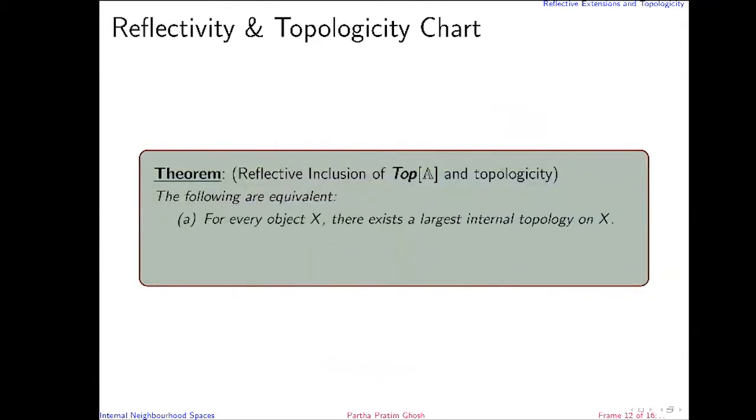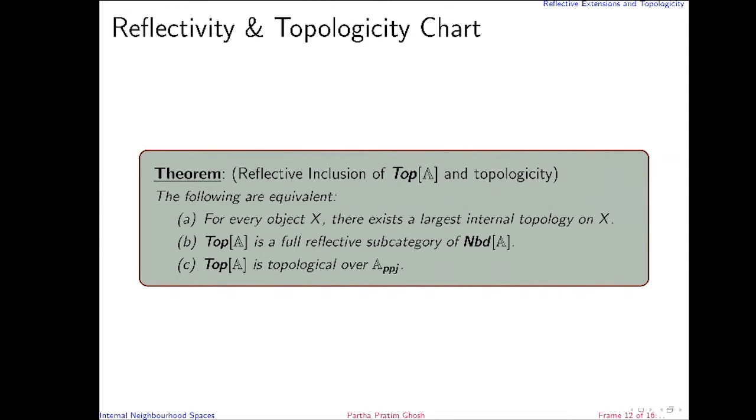So what is the result? It says that for every object there exists a largest internal topology if and only if the topologies make a full reflective subcategory of the neighborhoods, and topologies is topological over A-PPJ. So if we have to have a notion of an internal topology which is faithful to our belief, at least it should be topological over A-PPJ. Well, then there must be a largest internal topology.